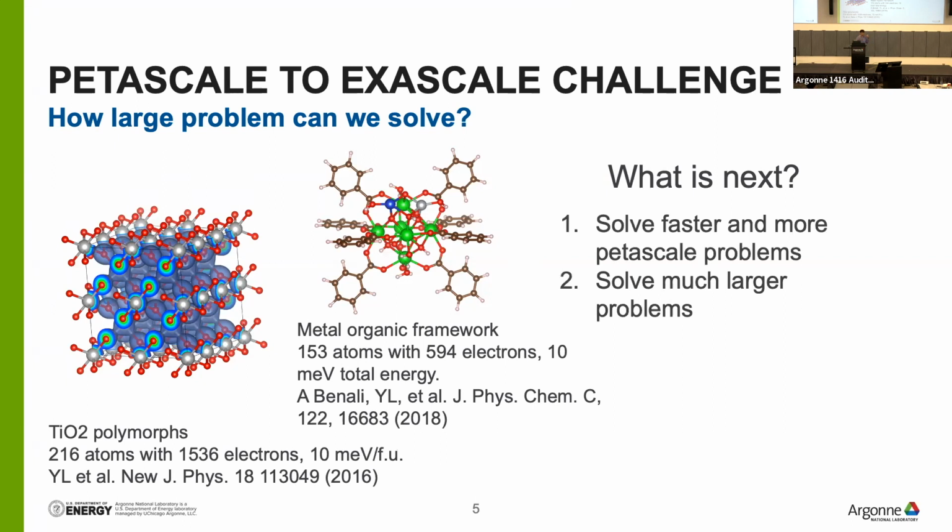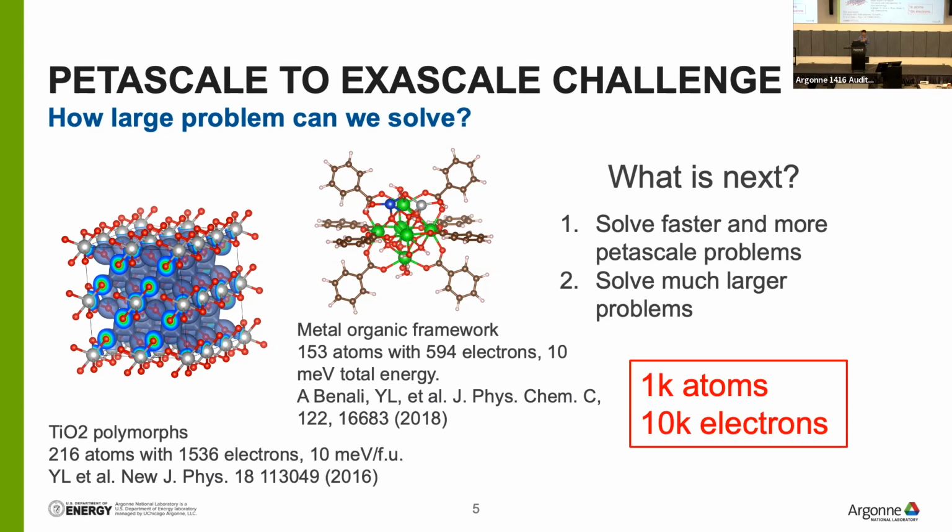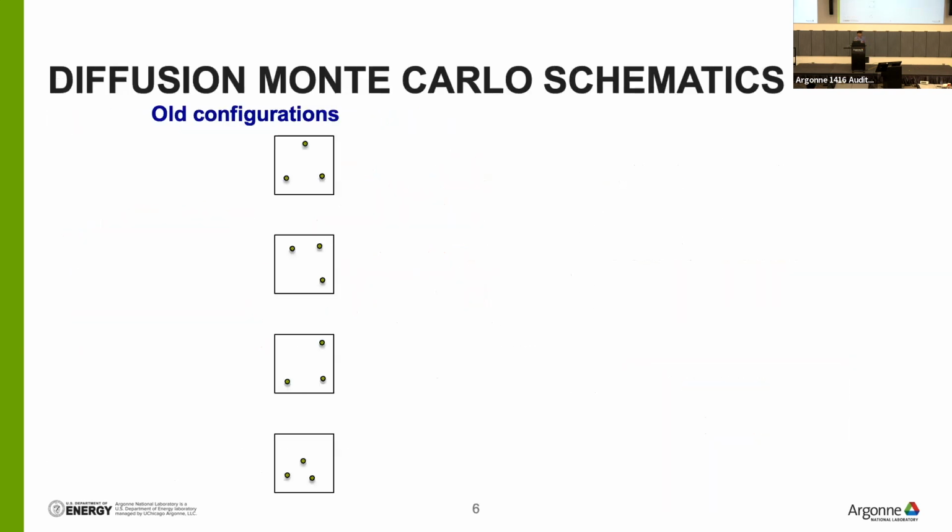Just by doing all the code side of development with better hardware, I mean much faster GPUs, we want to solve those petascale problems much faster, and also we want to solve much larger problem sizes. So for the Exascale Computing Project, we are aiming at 1,000 atoms in a simulation cell, reaching 10,000 electrons.